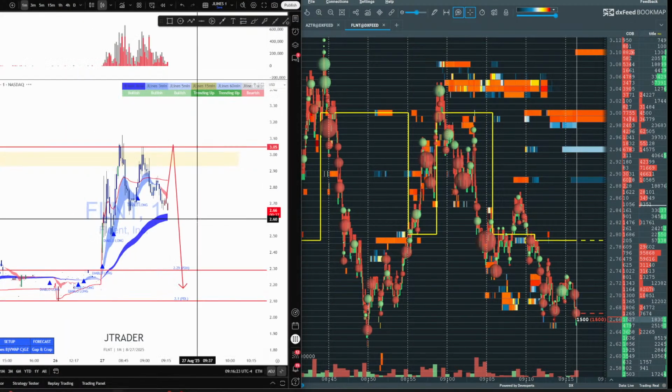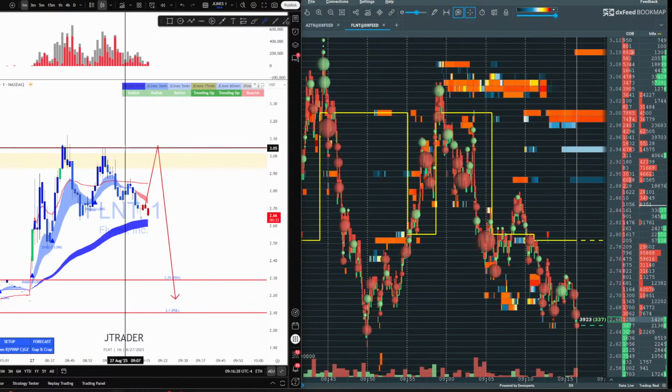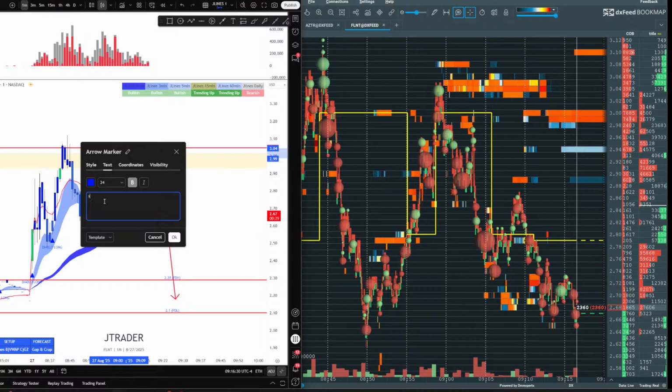Okay, final FLNT, the first target being hit over here. First TP. This is where we're short play.